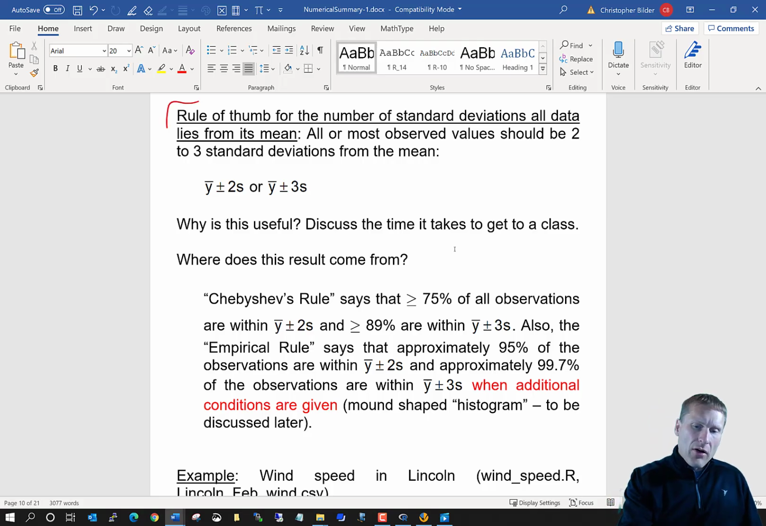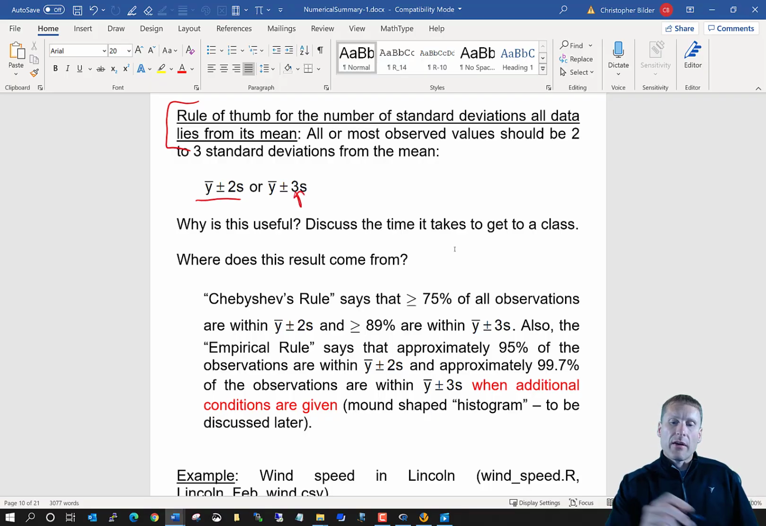I call this the rule of thumb for the number of standard deviations that all data lies from its mean. That rule says that most data values, observed values from your data set, should be 2 to 3 standard deviations from the mean. In other words, take y bar minus 2 times s and y bar plus 2 times s. We do the same thing with 3. So, why is this useful to know?